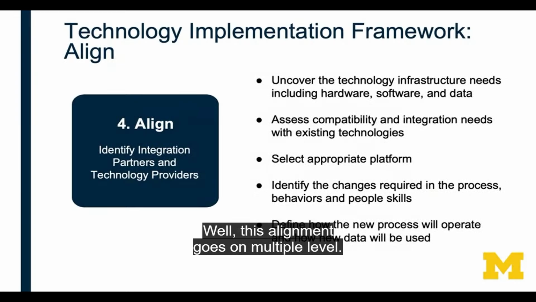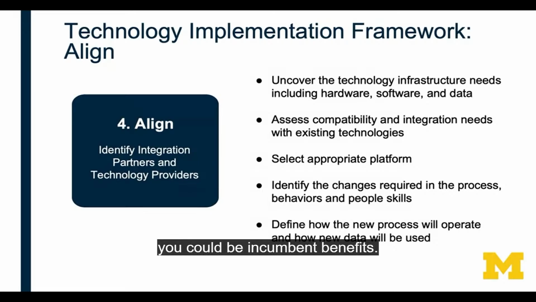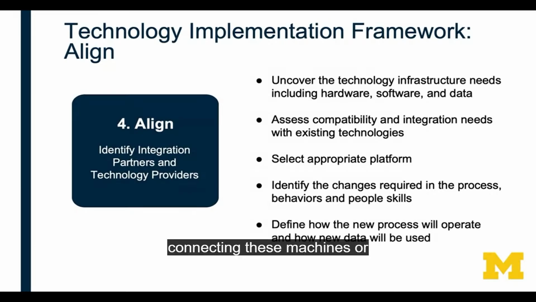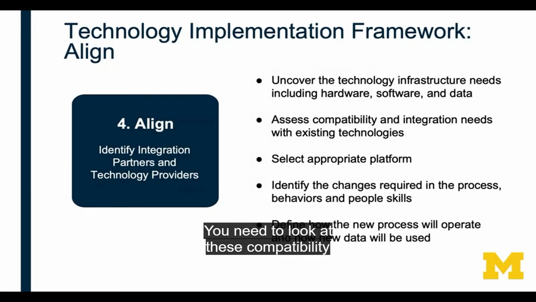Well, this alignment goes on multiple levels. First, you're aligned with the technology infrastructure. Now, depending upon who you are as a manufacturer, you could be an incumbent manufacturer. That means these large manufacturing companies already have legacy machines. They have machines purchased over many years, right? And those come from different vendors, and there may be some compatibility issues in connecting these machines or putting sensors in the machines. So you need to look at these compatibility and integration challenges.